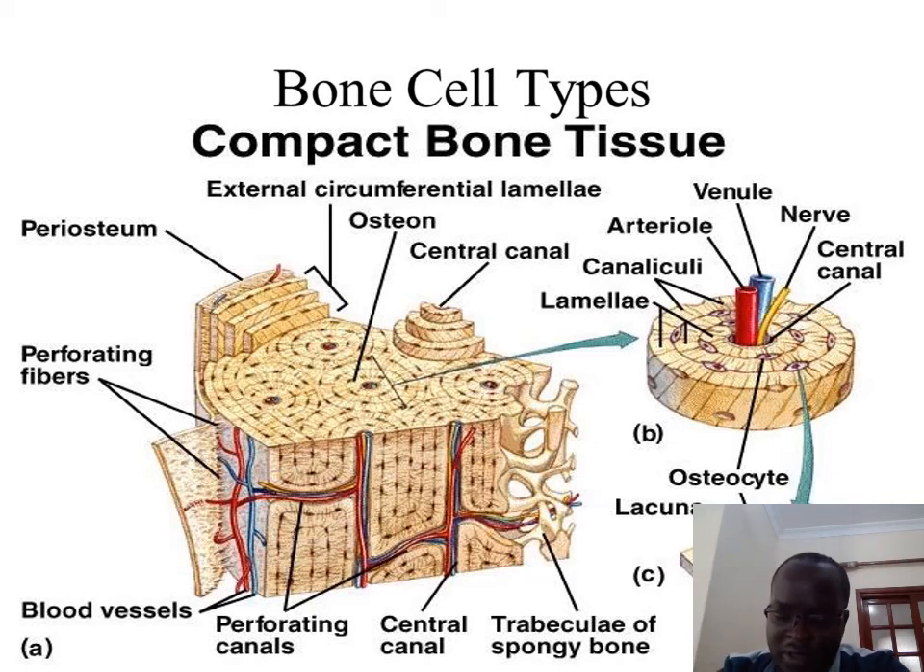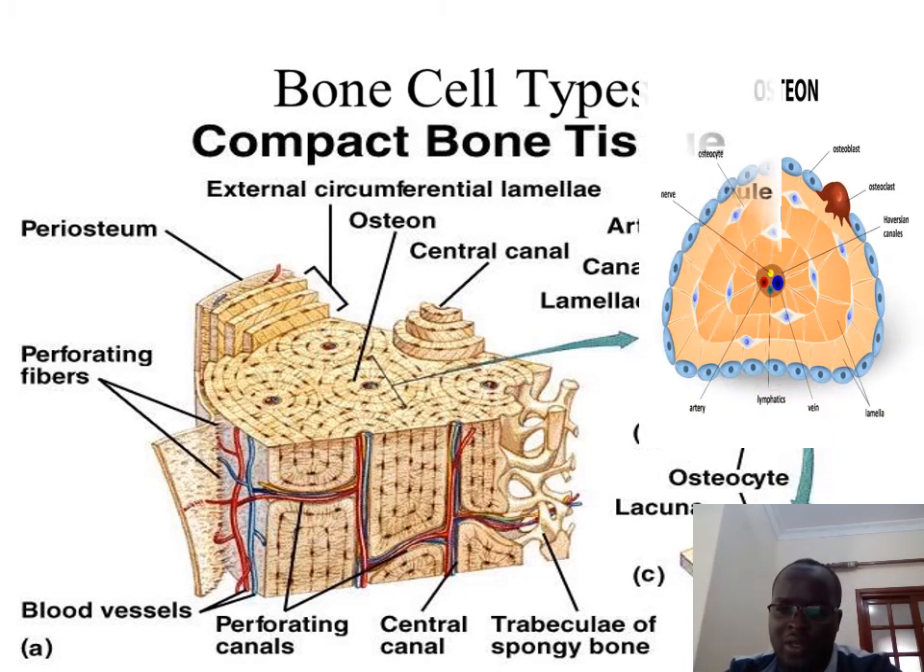So this is the structure of the bone. The basic structural unit of the bone, we said, is called the osteon. The osteon is composed of the central canal at the center there, where you find the artery, the vein, and the lymphatics. Then you can also see the nerve that will supply the bone itself.